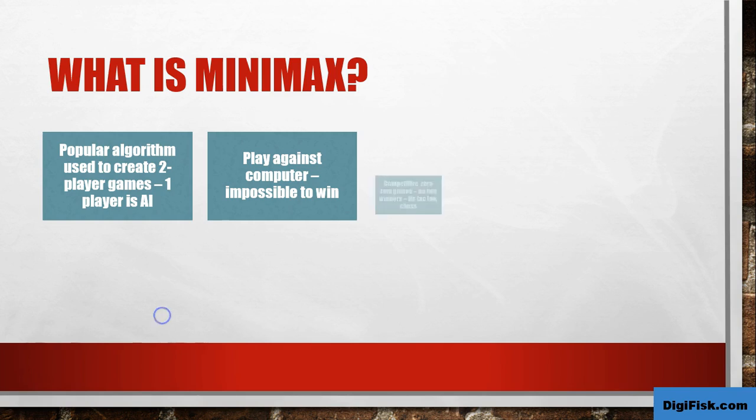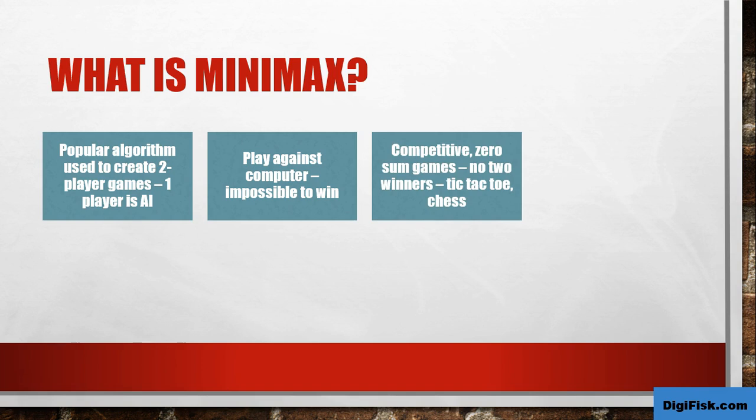MiniMax is usually used in competitive zero-sum games and usually nothing else. Zero sum means when one of the players wins, the other player loses. There can't be two winners. It's either one winner or there's a tie or a draw. Games like chess, tic-tac-toe, etc. are examples of games that come under these conditions. One player wins, the other player loses. That's what we are going to be creating with our MiniMax algorithm.